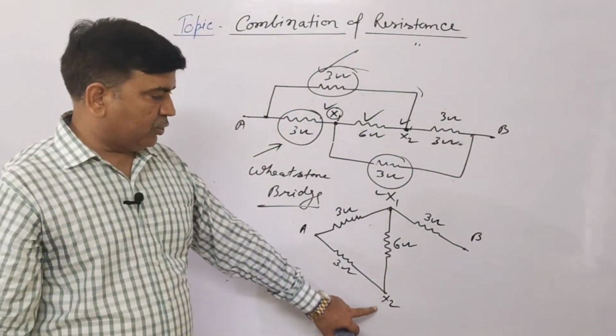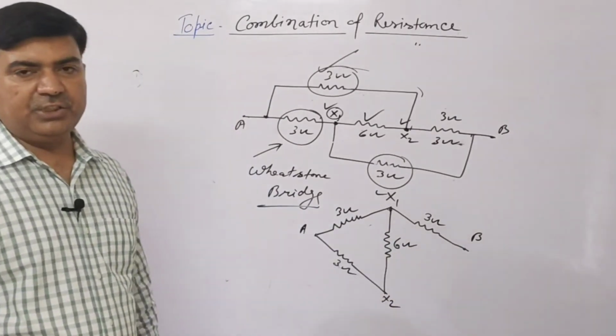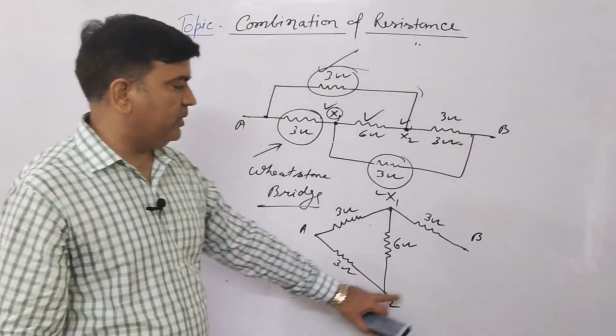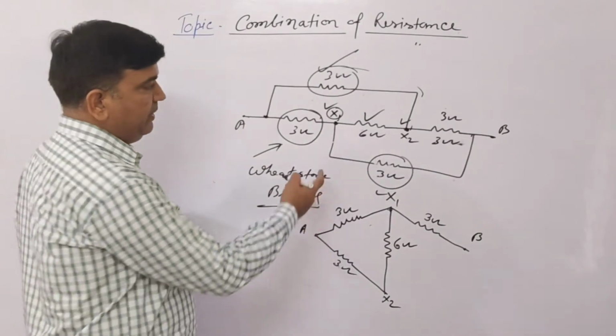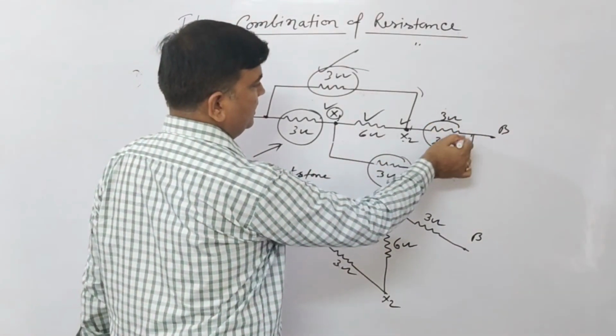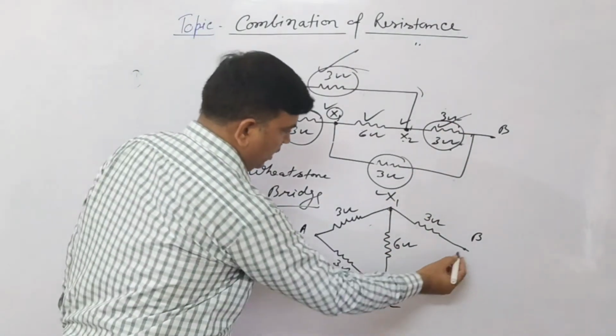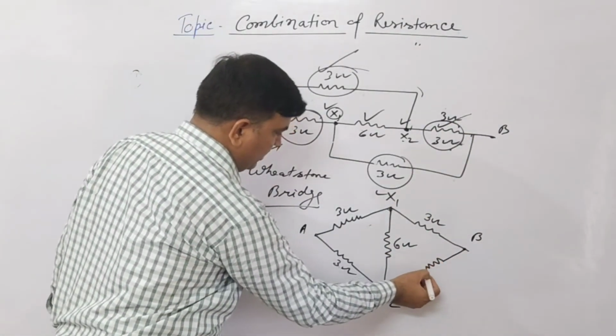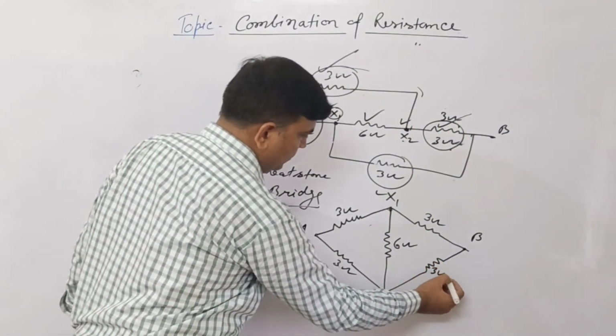And from this X2 and B, you search the resistance which is joined between X2 and B. X2 and B, which resistance is connected? This 3 ohm resistance is joined directly here. So now one another resistance of 3 ohm is joined.